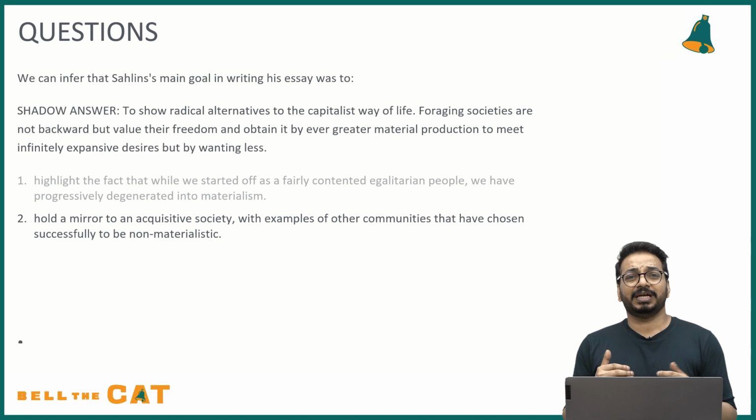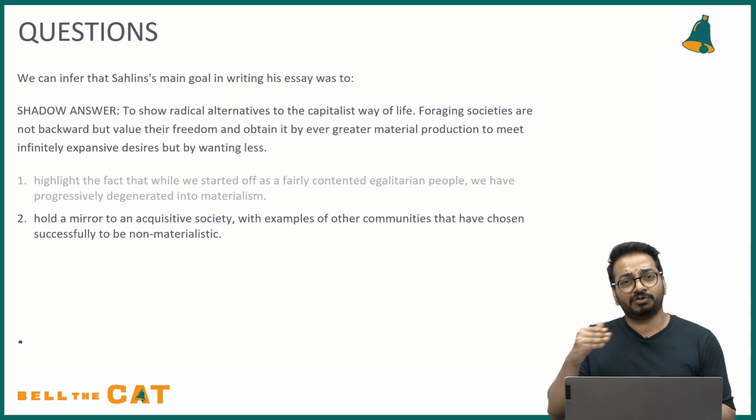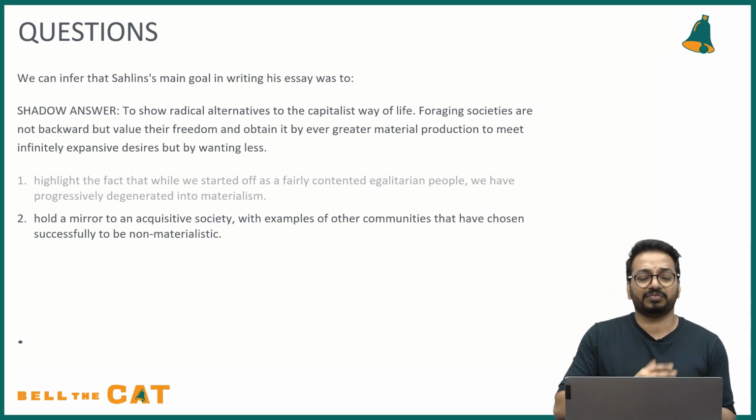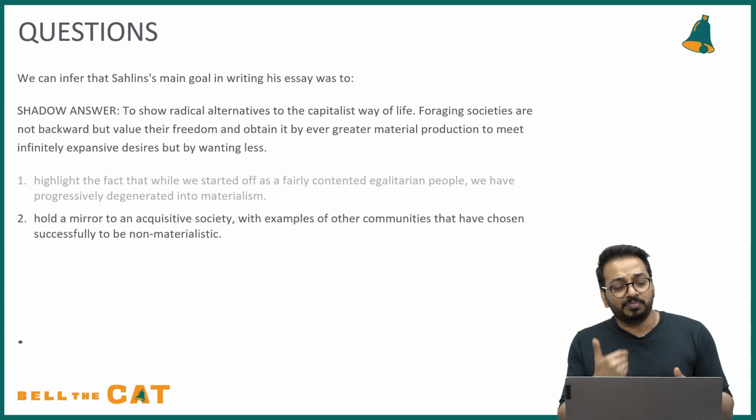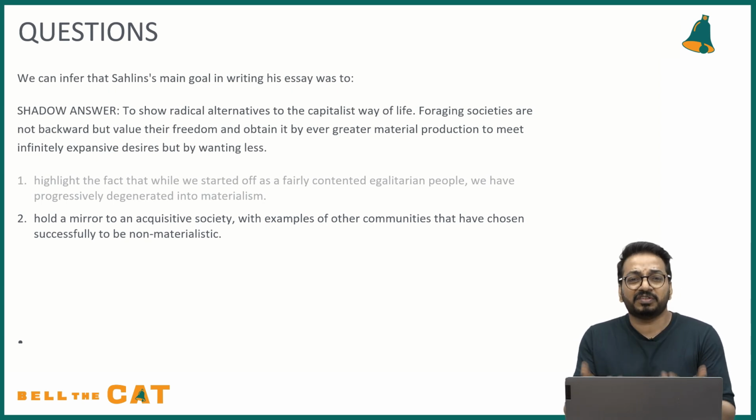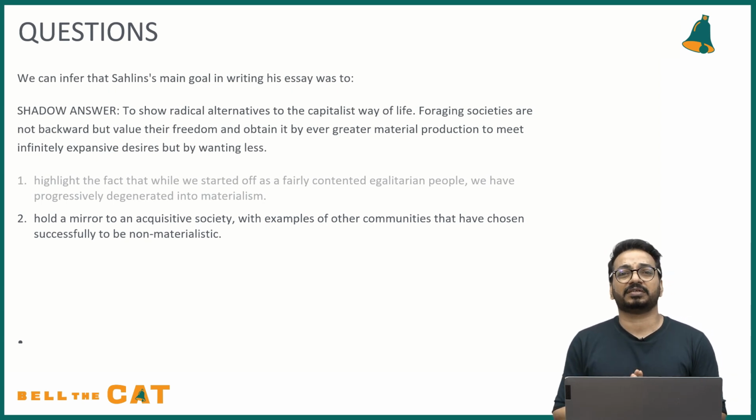So one is to show how some communities chose a radically different alternative, a radically different way of life. That is the shadow answer. What does this say? Hold a mirror to an acquisitive society. Acquisitive means consuming more, with examples of other communities that have chosen, successfully, to be non-materialistic. So this is exactly the radical alternative they're showing.